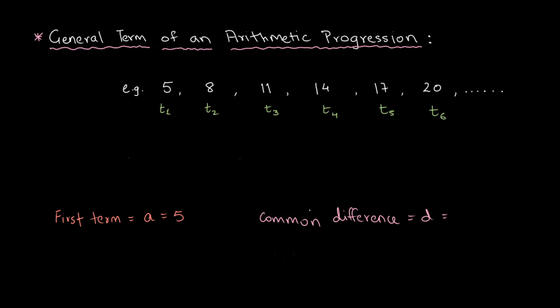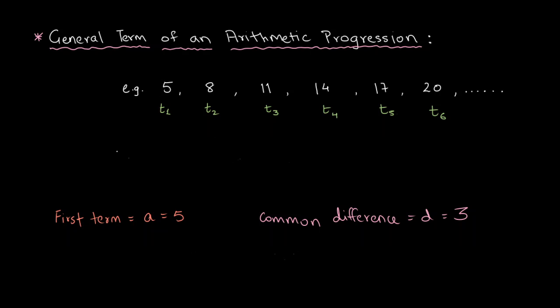Now, the common difference is nothing but the difference between any two successive terms of an arithmetic progression, any two consecutive terms, so T2 minus T1 or T3 minus T2. So 8 minus 5 gives me 3, 11 minus 8 also gives me 3, 14 minus 11 also gives me 3, as expected. The common difference here is going to be 3.